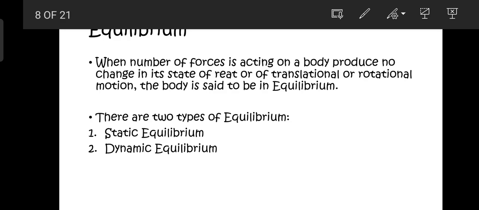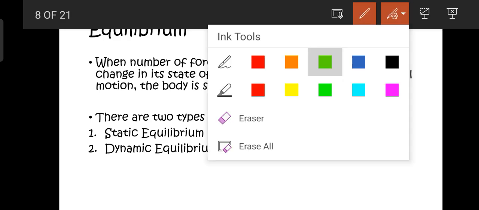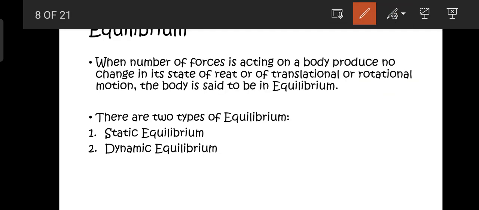Equilibrium. Now, when a number of forces act on a body and produce no change in its state of rest, sorry for the spelling, here it is S, not A, or in its translational or rotational motion, the body is said to be in equilibrium.